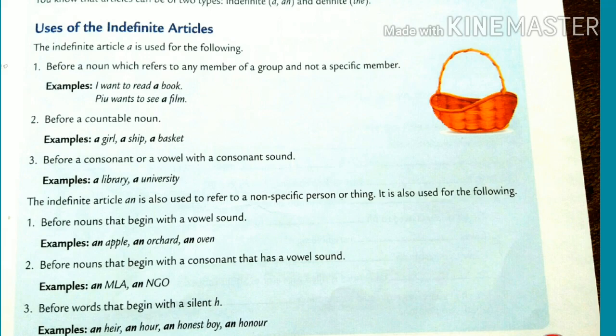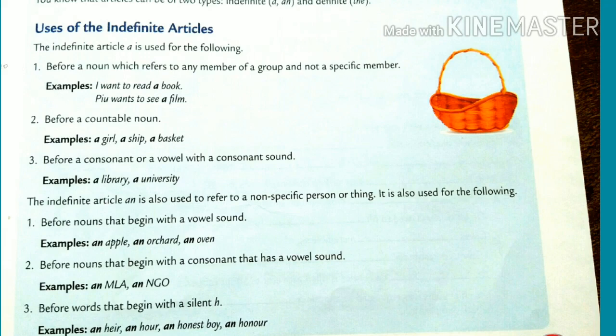For example, I want to read a book. Pew wants to see a film. I mention here I want to read a book. I do not specify any particular book. And also in the second sentence, Pew wants to see a film. He does not mention any particular film. They mentioned it in common. So here we used a.